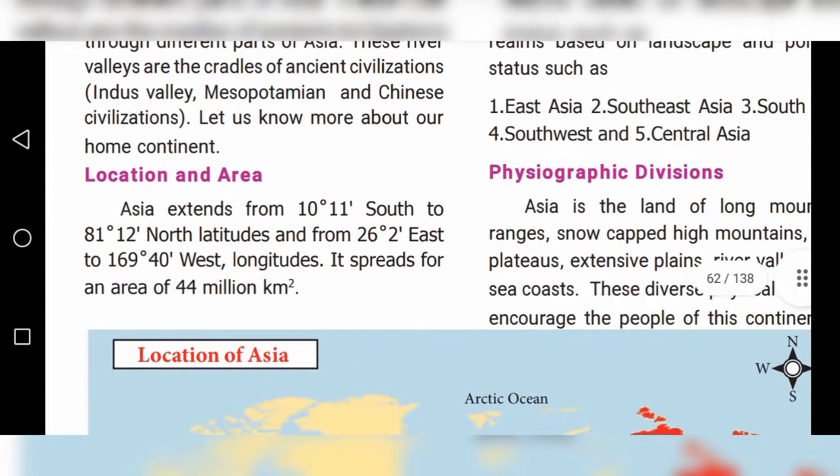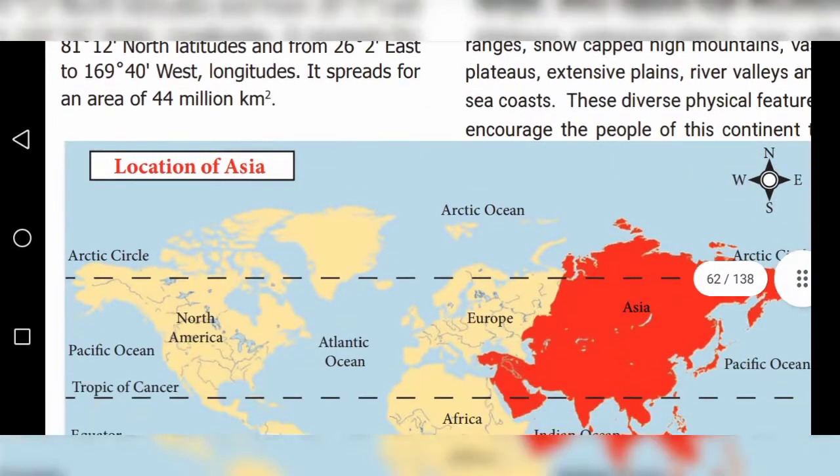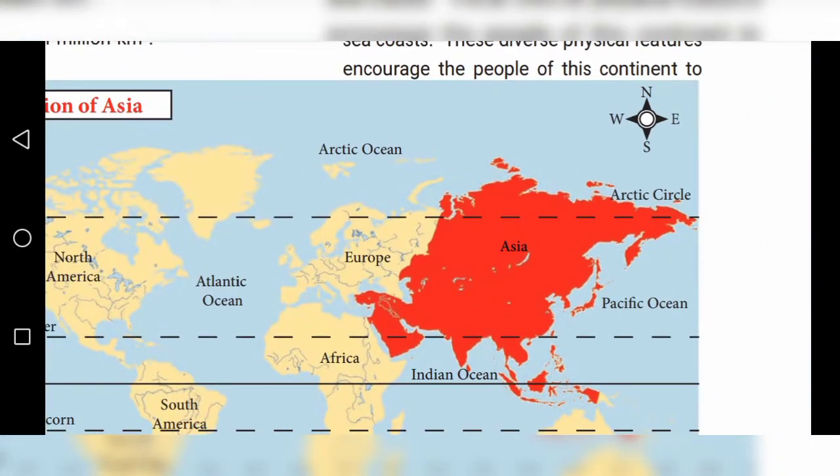Next, we have to know the location and area. What is the measurement of Asia? Asia extends from 10 degree 11 minute south to 81 degree 12 minute north latitudes, and from 26 degree 2 minute east to 169 degree 40 minute west longitudes. It spreads over an area of 44 million square kilometers. So this is the location and area of Asia.